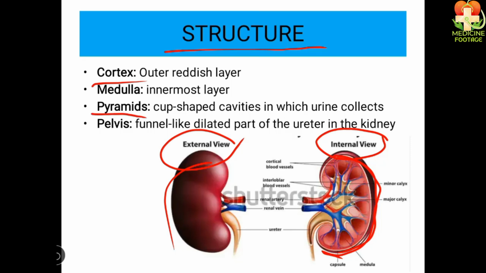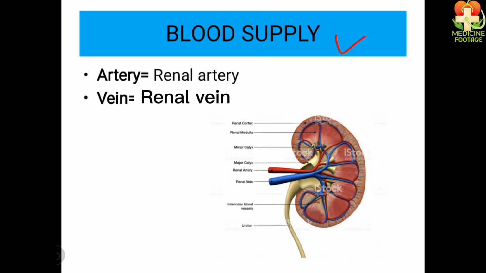You can see these cup-shaped structures here. These are actually cavities, and they are called pyramids. All these pyramids converge at a central area, called the pelvis, which is the funnel-like part of the kidney. The pelvis then connects to the ureter. Now, let's talk about the blood supply of the kidney. The artery and vein that supply blood to the kidney are the renal artery and renal vein, respectively.